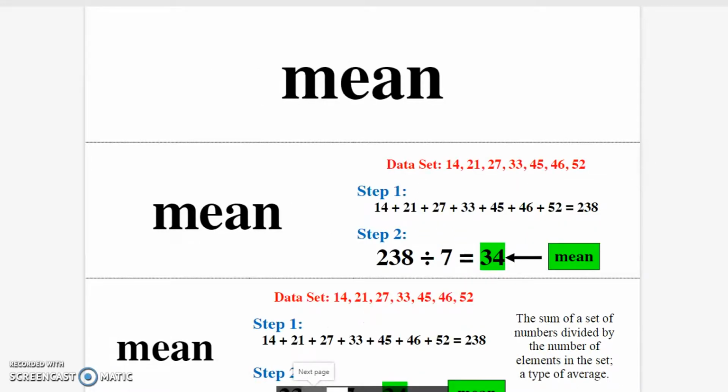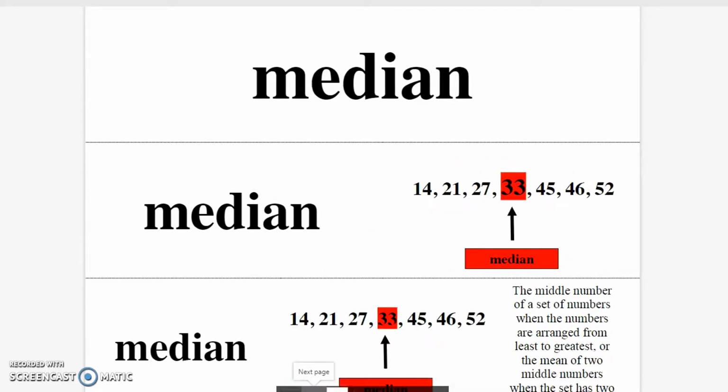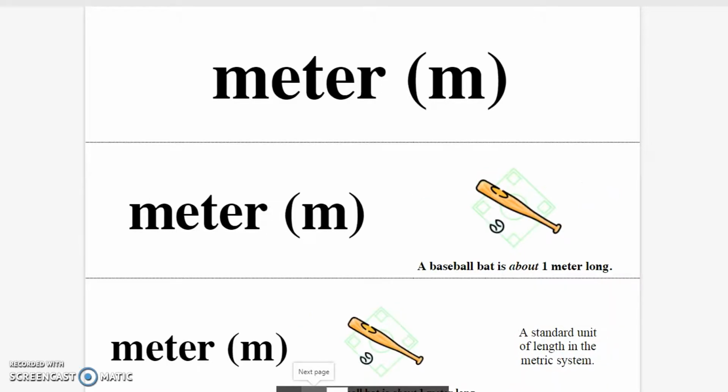Mean. The sum of a set of numbers divided by the number of elements in the set. Median. The middle number of a set of numbers when the numbers are arranged from least to greatest. Meter. A standard unit of length in the metric system.